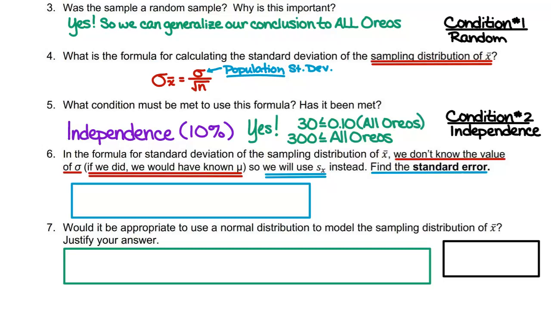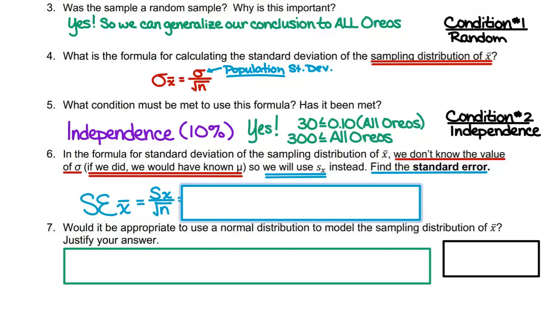In the formula for standard deviation, this one right up here, number 4, we don't know the population standard deviation. Nabisco has not told us what the standard deviation is for all Oreos. So if we don't know the value of sigma, we're going to use Sx instead. If we did know the true value of sigma, then we would know the true value of mu, and we wouldn't need to do any kind of tests or intervals or anything. So this is what we have to do instead.